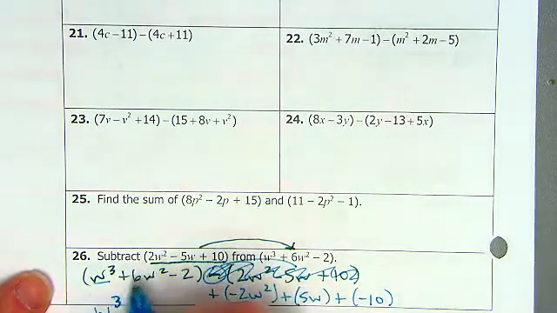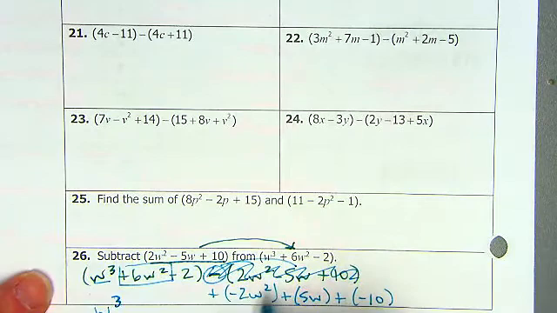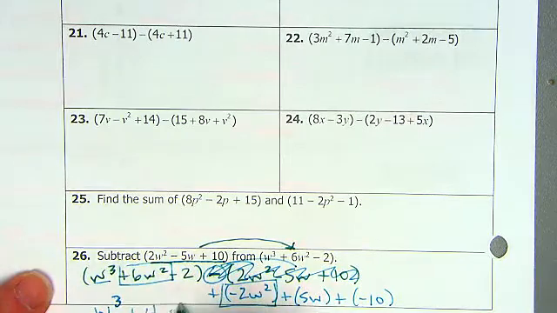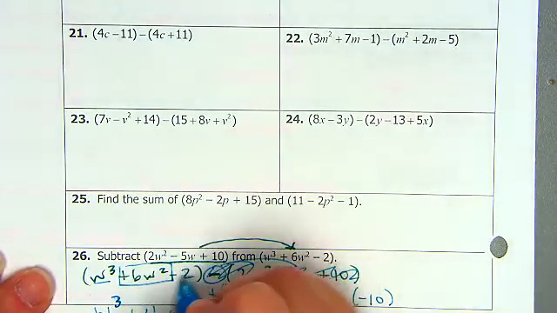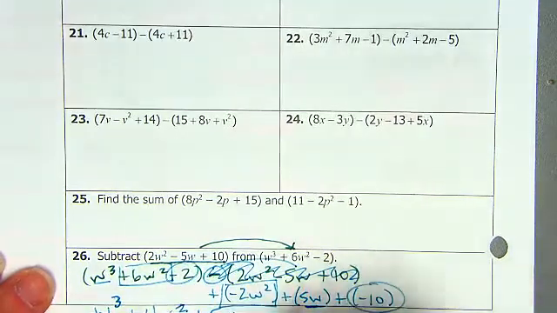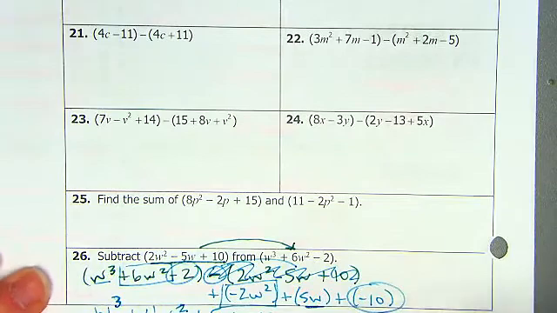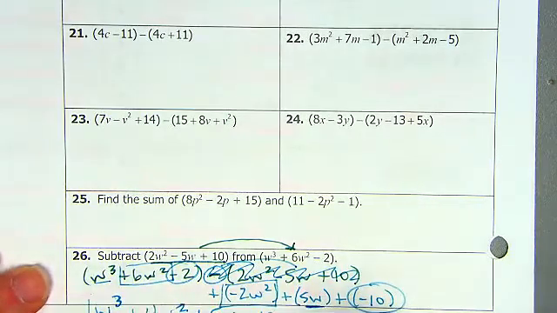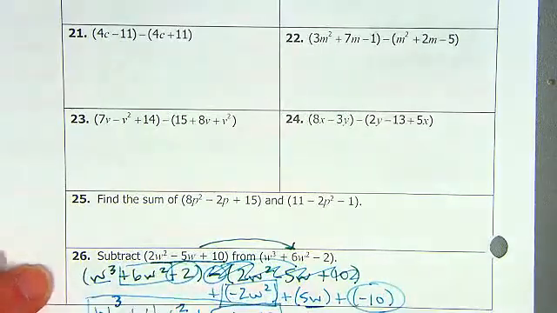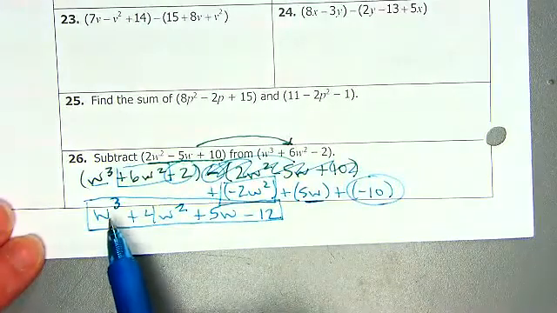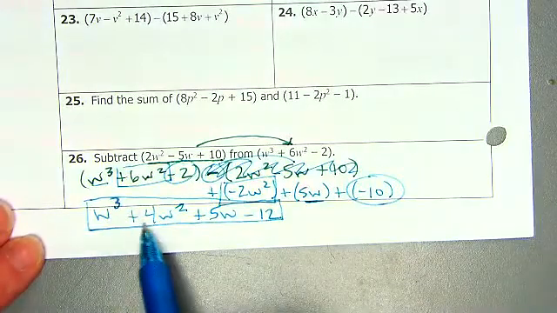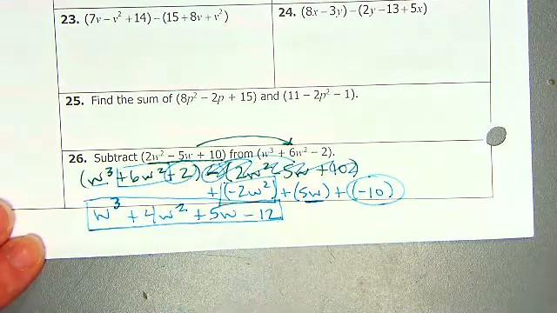So now I've got 6w squared plus negative 2w squared, which is going to be plus 4w squared. And then I have 5w. There's nothing to go with the 5w, so I just write 5w. And then I have negative 2 and negative 10. So that's going to give me a negative 12. So we get a final answer of w to the third plus 4w squared plus 5w minus 12. Oh, cut the screen. Excuse me for that. So we have w to the third plus 4w squared plus 5w minus 12.